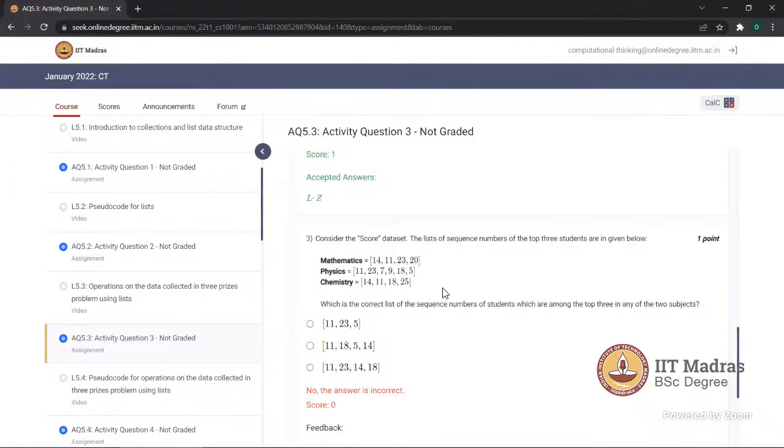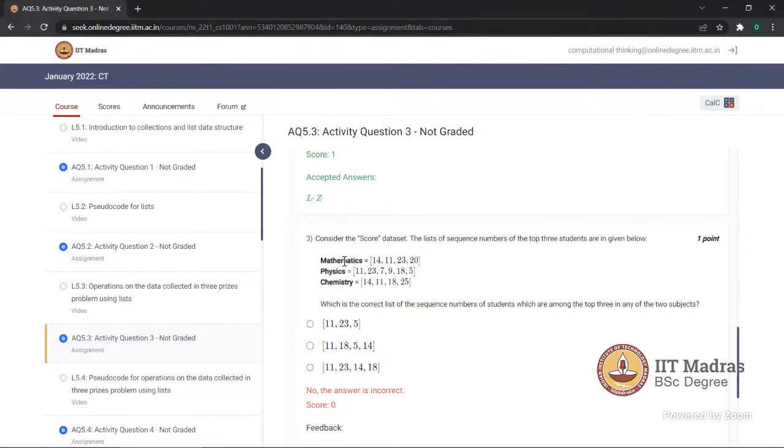I don't know if you are asking how to do it manually or in terms of pseudocode. The best way is to write a procedure which will find the intersection. First you pass the mathematics list and physics list. Then you call that procedure again with mathematics and chemistry. The third time you pass physics and chemistry. So you call the same procedure 3 times with 3 different parameters, and the procedure returns an intersection of those lists.